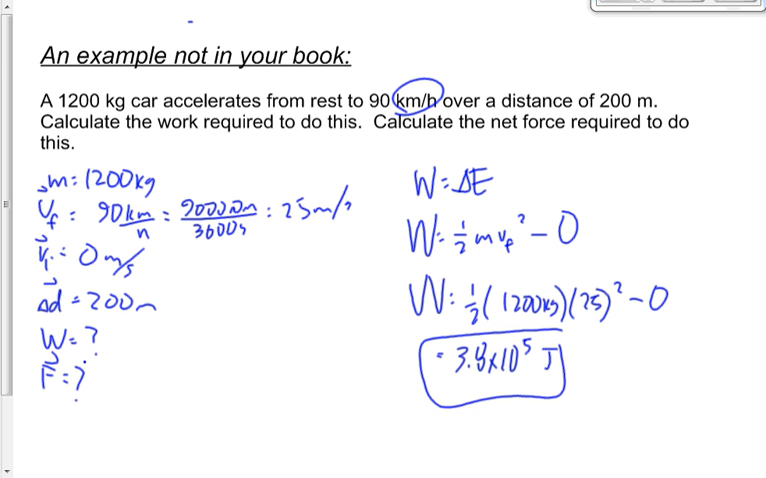If we do it Tara's way, F is equal to m times a, Vf squared is equal to Vi squared plus 2ad. Guess what we're going to get for W? 3.8 times 10 to the 5 joules. Okay, they're both legitimate methods. Use either one of them. This way tends to be a little bit quicker, though, I think, now that you've seen it, right? Is that okay?